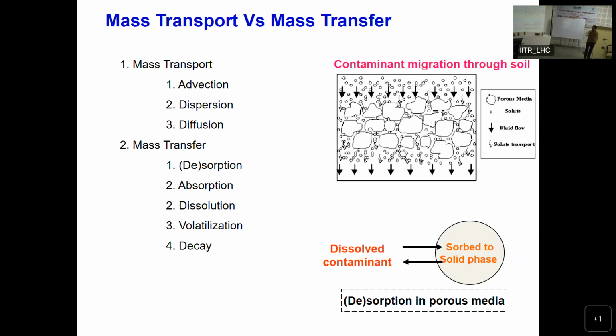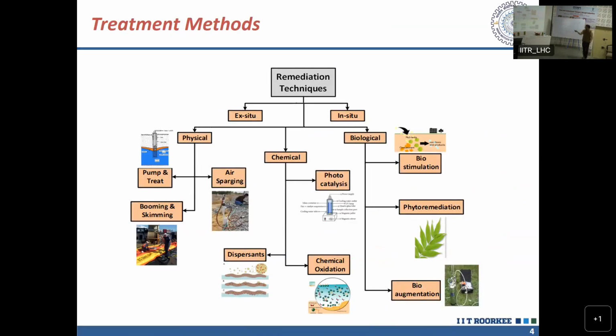water system. Now, once our groundwater is contaminated, the question comes: what are the different remedial techniques which can be used for removing these contaminants from the subsurface? Now, we can categorize these remedial techniques as ex situ and in situ, based on the place where we apply them. We will talk about these technologies based on physical, chemical, and biological processes.